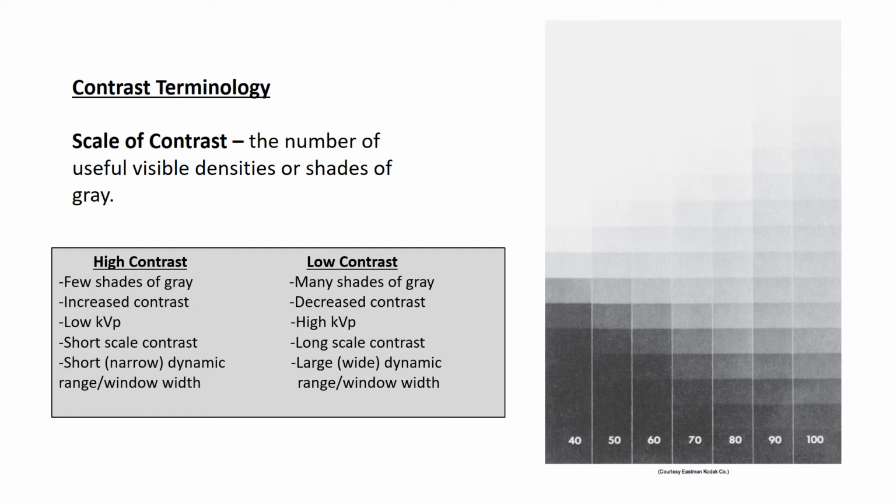I think about having like an actual window. If I had all these different amounts of densities outside of the window, and I didn't open the window up very much, it would give me a short scale. It wouldn't let many of those variations in. If I opened up the window wide, I'd have a flood of these different densities coming in, and that would give me then a large window width, a lower contrasting image.